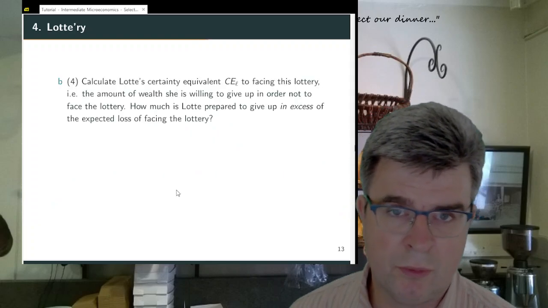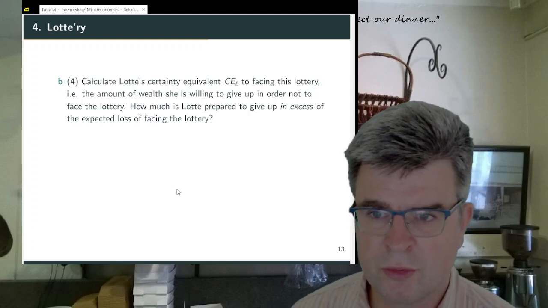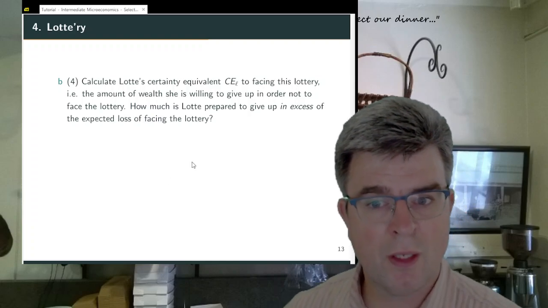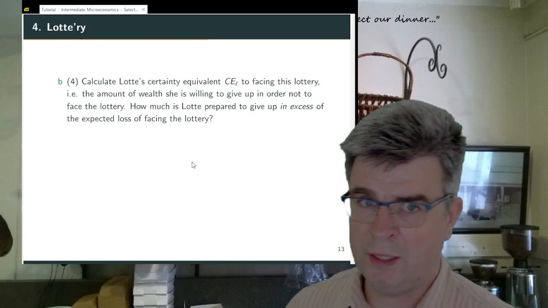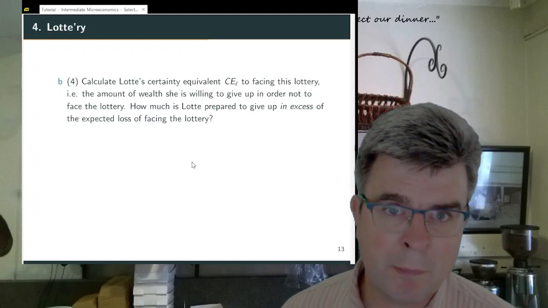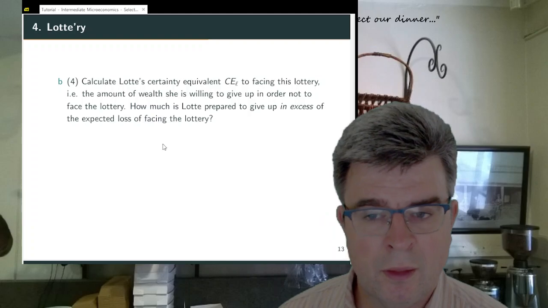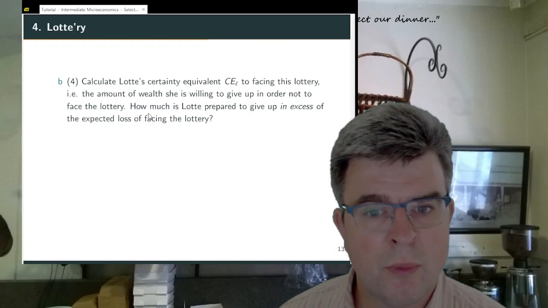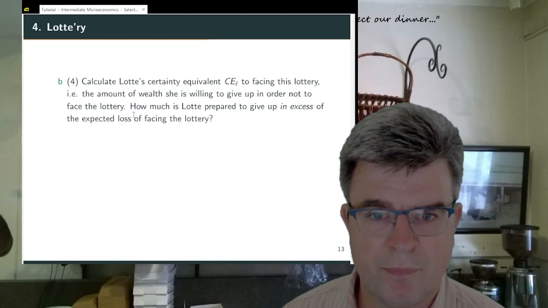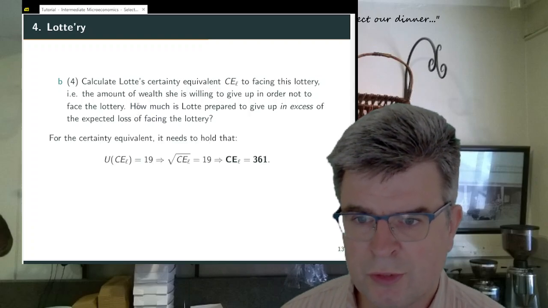And then again we can continue with question B. So what is Lotte's certainty equivalent to facing this lottery? So what is the amount of wealth she is willing to give up in order not to face the lottery, in order not to be exposed to the risk of, for example, losing her phone? And then how much is she prepared to give up in excess of the expected loss of facing the lottery? So two questions in one, and let's start with the first.